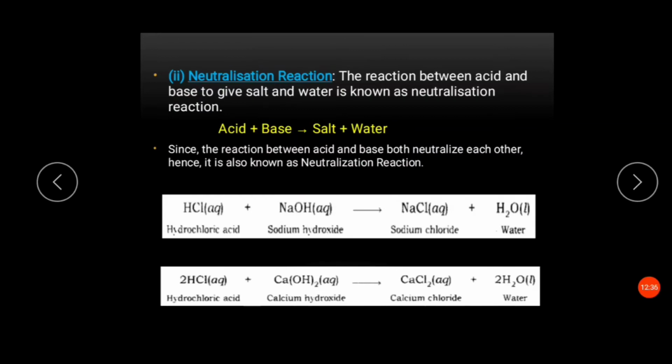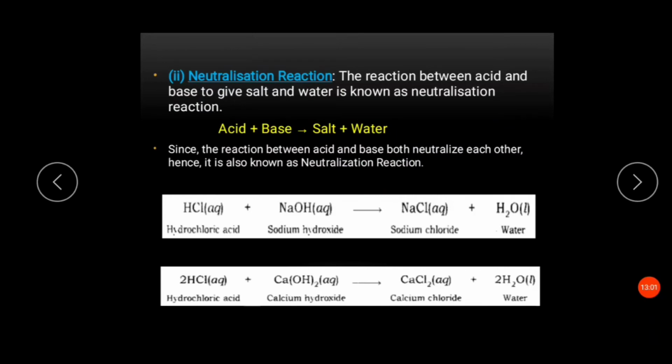Because the property of acid of being sour in taste and the property of base being soapy in touch and bitter in taste, all the properties are neutralized. Therefore, it is called neutralization reaction. They both neutralize each other's effect, and salt and water is formed.